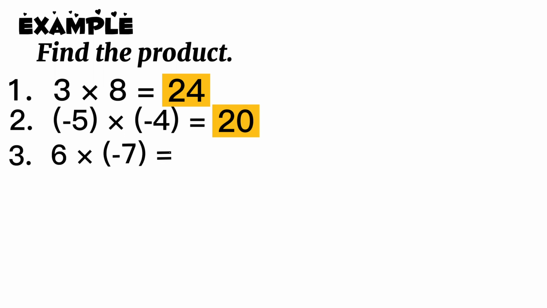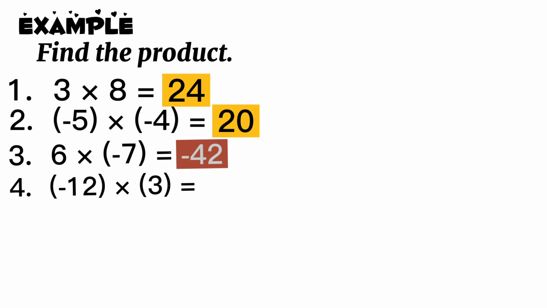For number 3, positive 6 times negative 7. They have different signs, so we will use rule number 2. So, positive 6 times negative 7 is equal to negative 42. Let's proceed to number 4, negative 12 times positive 3. Just like what we did in number 3, we will use rule number 2. So, negative 12 times positive 3 is equal to negative 36.